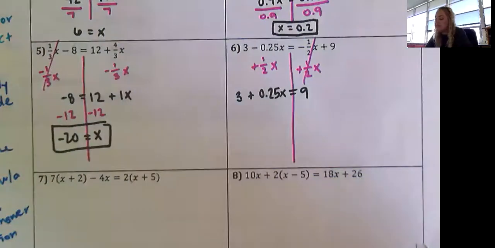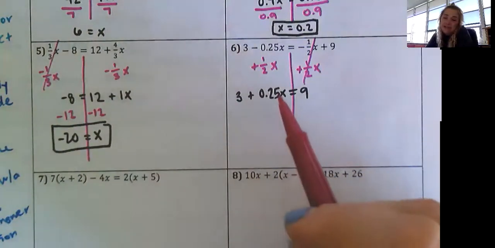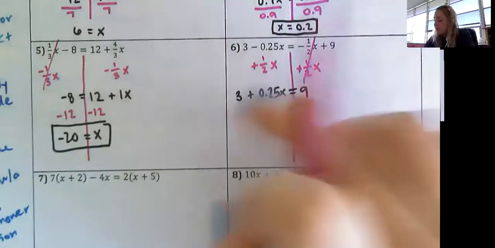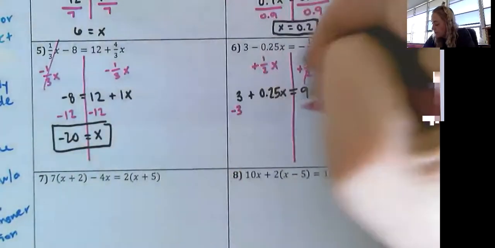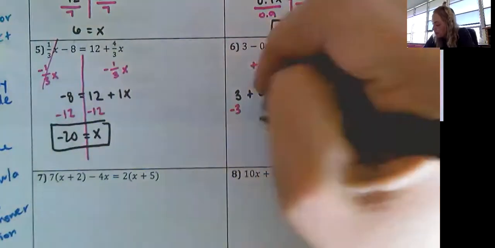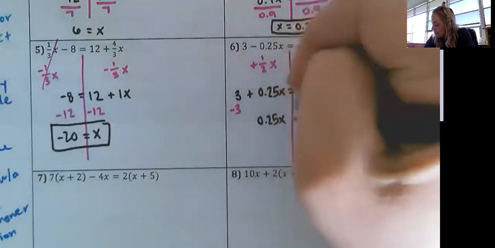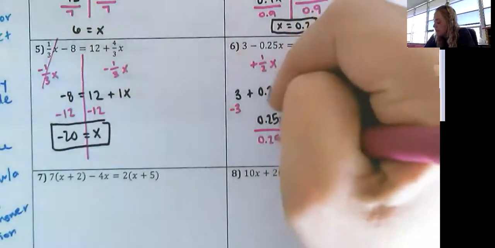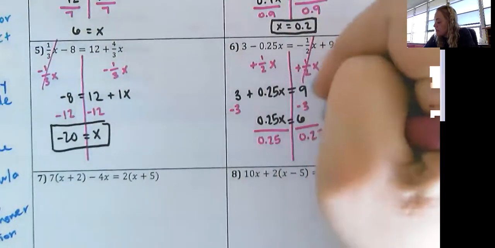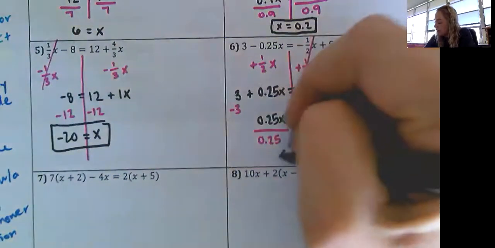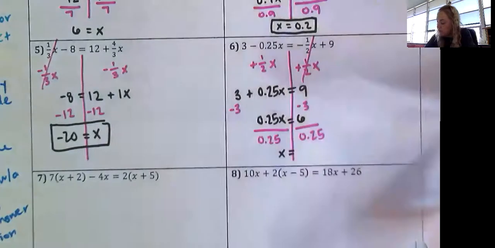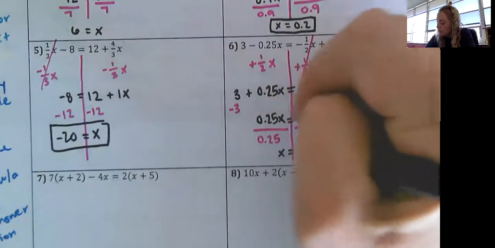Okay, sometimes people wanna get rid of this 0.25. That's not the thing that we're trying to get rid of because that's got the x. We have to get rid of the 3. So subtract 3. And I have 0.25x equals 6. I can divide both sides by 0.25. And I get x equals, and 6 divided by 0.25 would give me 24.